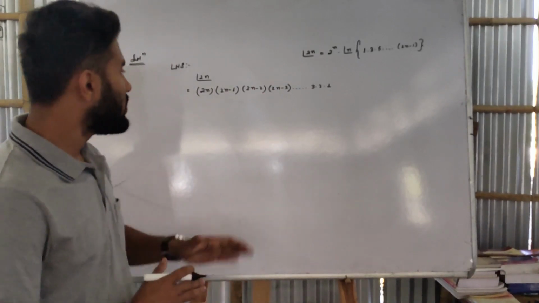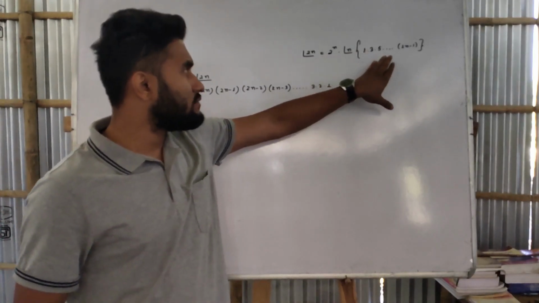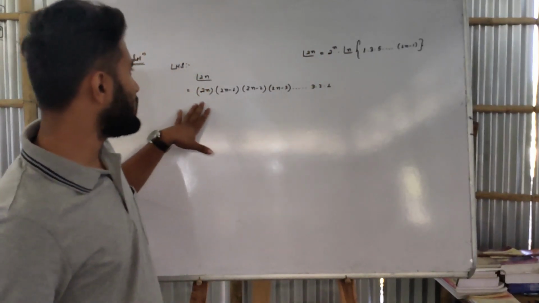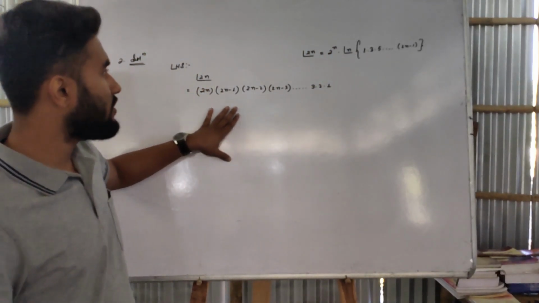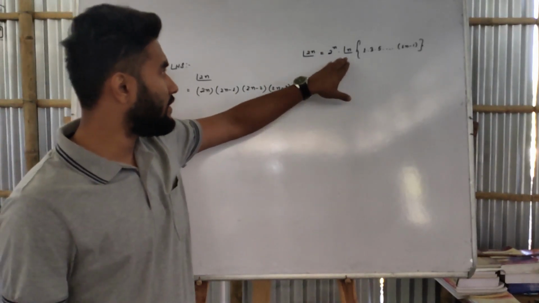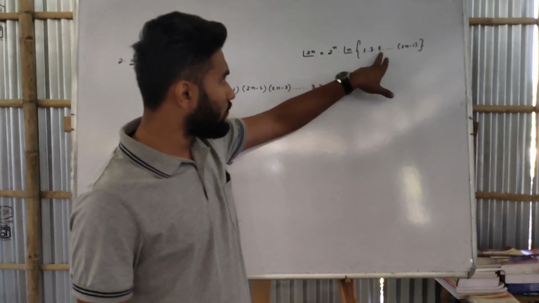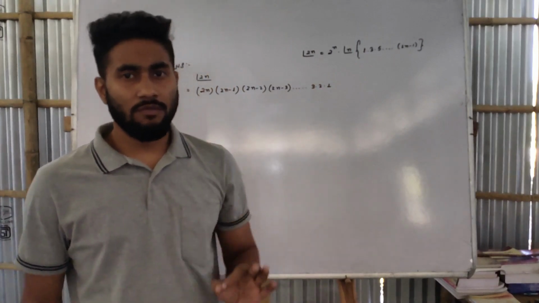Now comes the difficult part. What to do next? For that, pay attention here. What are the terms here? One is 2 to the power n. What is 2 to the power n? Difficult to understand. What is factorial n? From where will we get factorial n? Difficult to understand. But you see this part: 1 into 3 into 5 into twice n minus 1.